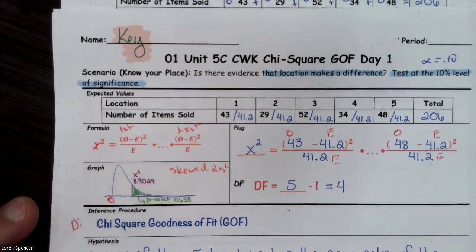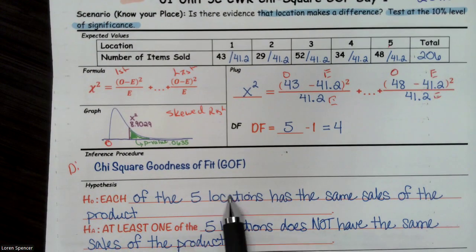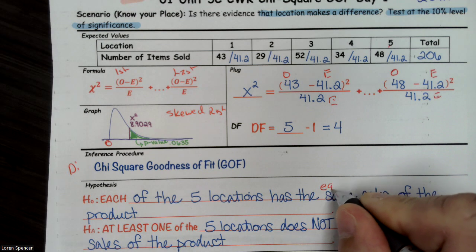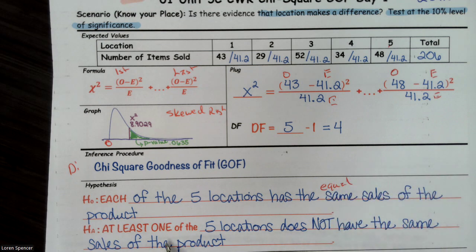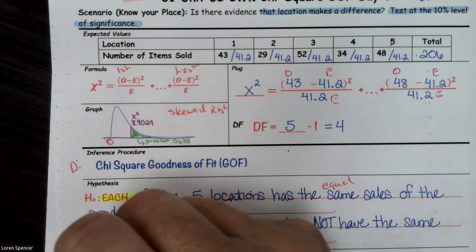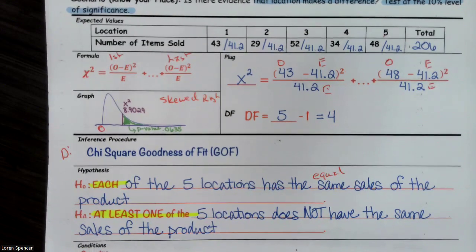So our null and alternative hypotheses are going to be a little bit different than what we've done before because they'll be sentences. Each of the 5 locations has the same sales of the product. Just because they said, hey, we were expecting equal sales of the product. All right. The next one, at least one of the 5 locations does not have the same sales of the product. Super important that you go with that at least one. We need this word each and this phrase at least one. We're going to be using those over and over again for all of these. So each of the 5 locations has the same sales of the product. At least one does not have the same sales. All right, so that's our hypothesis statements.